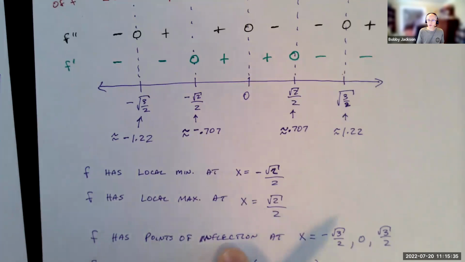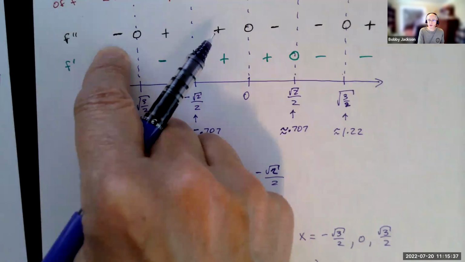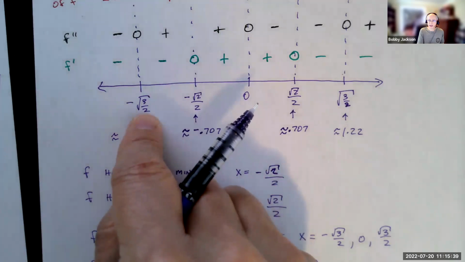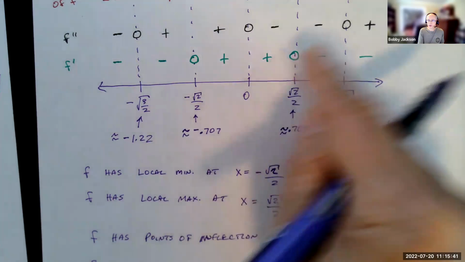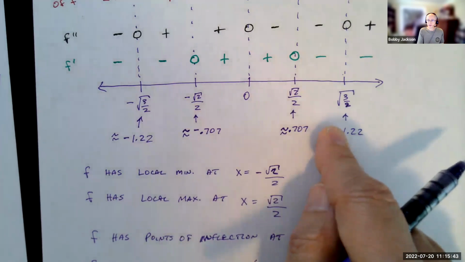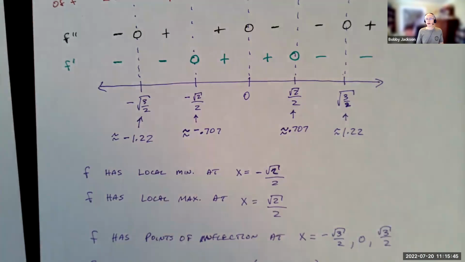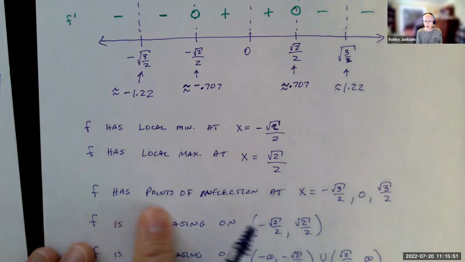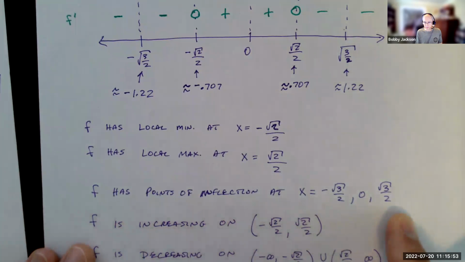Points of inflection occur where we have a change in sign of the second derivative. Well, that occurs at negative square root of 3 over 2. It occurs at 0, and it occurs at positive square root of 3 over 2. So all our potential transition points indeed become transition points. So we have points of inflection at all those points.